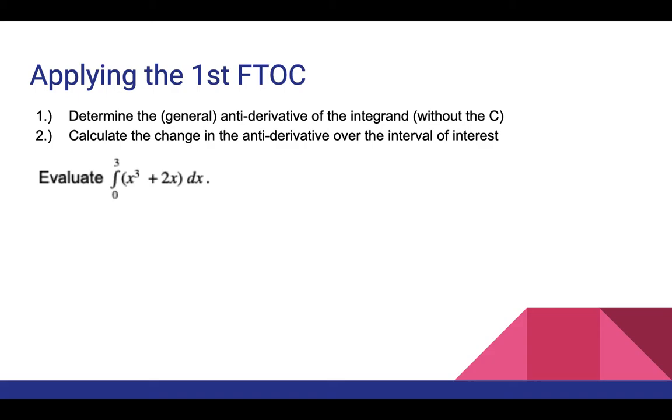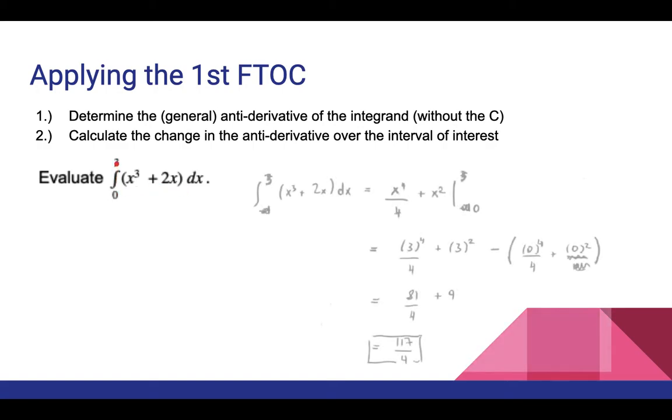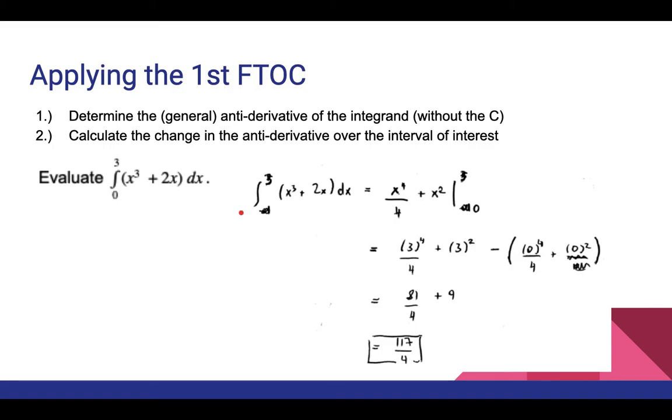So let's take a look at an example right here. Suppose we want to evaluate the definite integral of x cubed plus 2x from x equals 0 to x equals 3. I made some typos here, so this looks quite ugly, but 0 to 3 here. The first thing that we're going to do is determine our antiderivative of x cubed plus 2x. The antiderivative of x cubed plus 2x is going to be x to the 4th over 4 plus x squared.